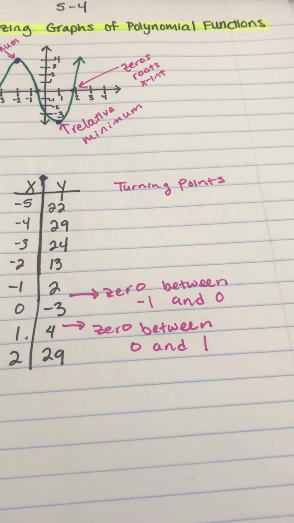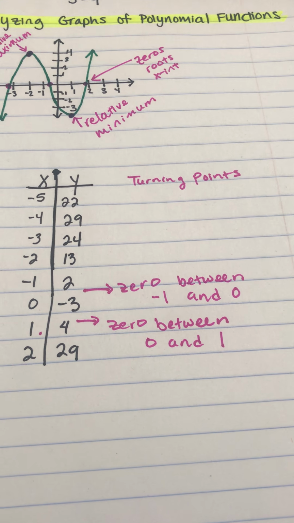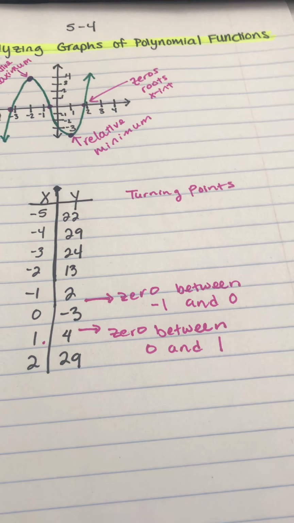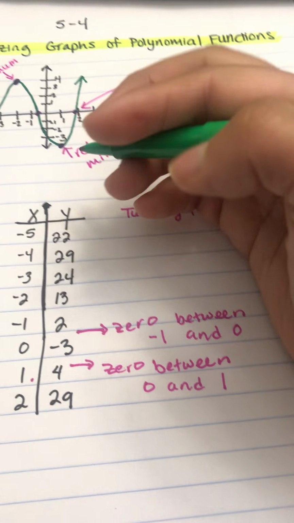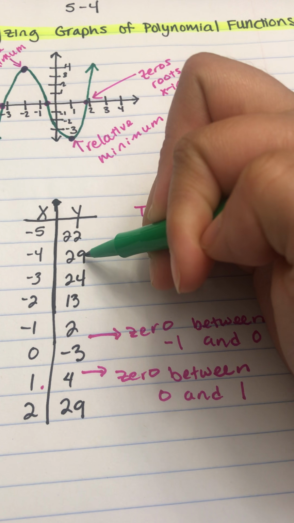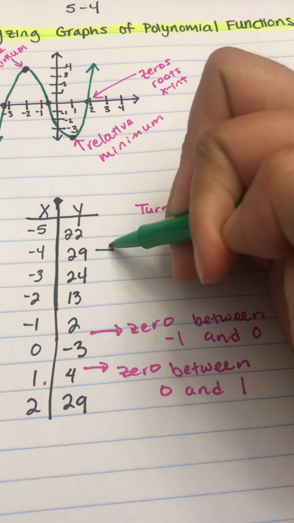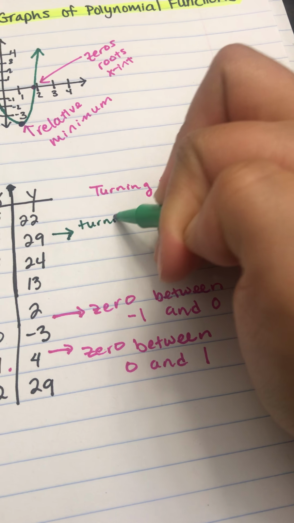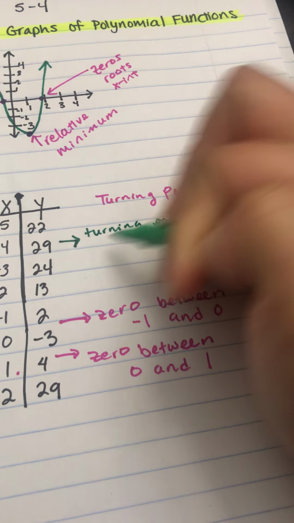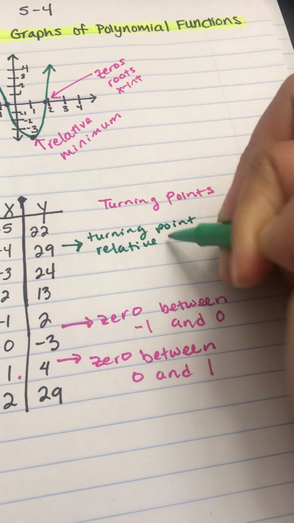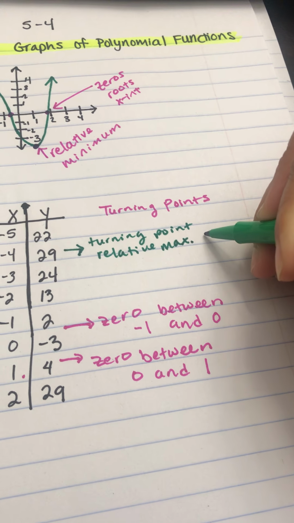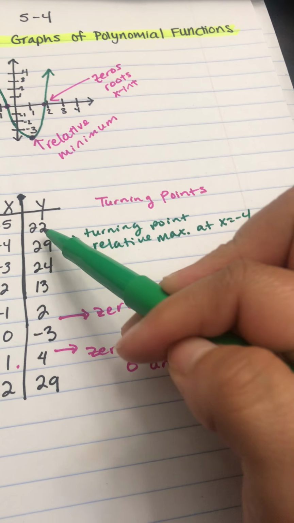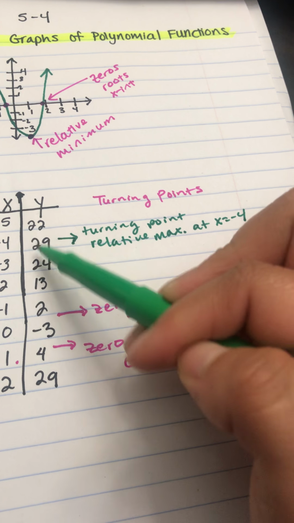Now, you can also identify your relative maximums and minimums. You look for where it starts to go up and then down, or either down and then up. So for example, up here, it goes up to 29, but then back down to 24. So that means right here, there's a turning point, or a relative maximum. And this occurs when x equals -4. And that's because, again, it goes up and then down. So this is a high point.